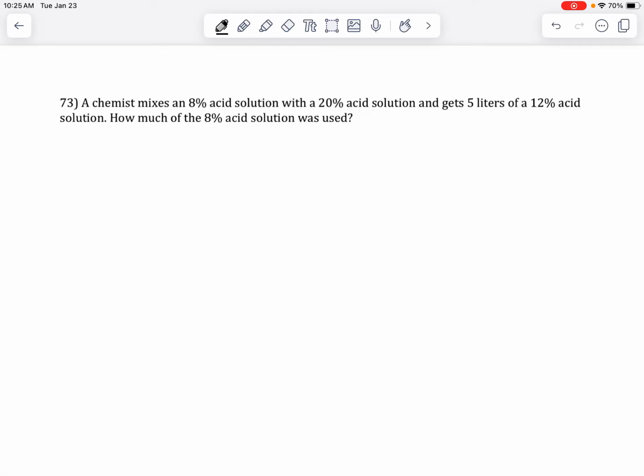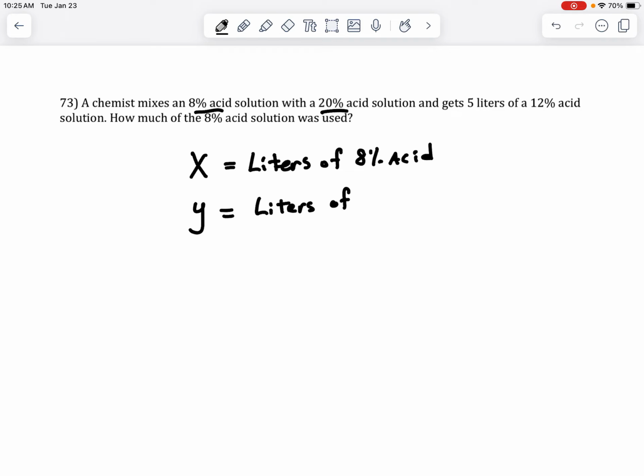Here's the classical mixture problem. So we've got, okay, now my pen's ready. So we've got an 8% acid solution, and I'm going to say that X is the amount of that, in liters. So X liters of 8% acid solution. And then we also have a 20% acid solution, so I'll call that Y liters of the 20% acid solution.